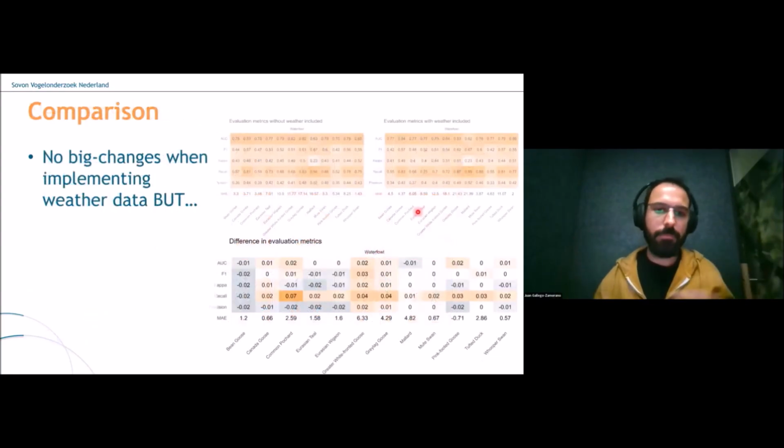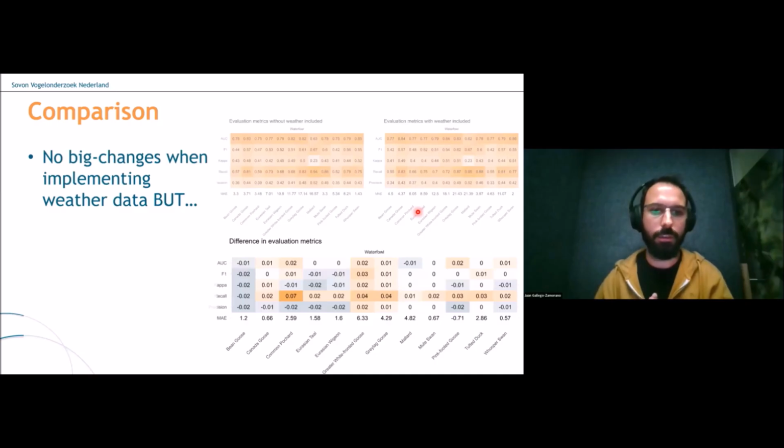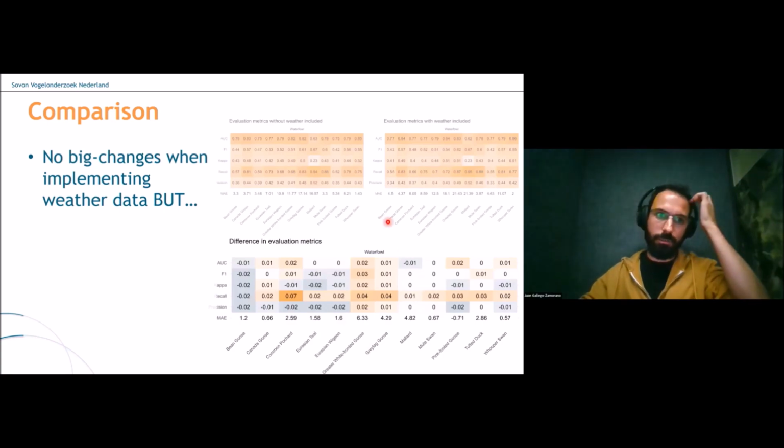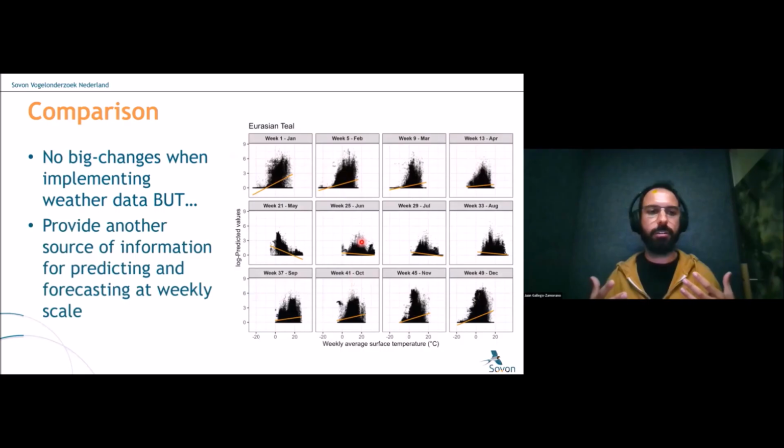And we ran the same sets of models. What we saw is that when we included weather data, just matching up the weeks that we have the bird data with the weeks that we have the environmental data, we didn't see a large impact on the metrics of the different models. We saw that more or less the models were quite similar. In some cases they were a bit worse, in some cases a bit better, but there was not a huge impact. But what this weather data provides you is another source of information for predicting and forecasting at a weekly scale the different abundances of birds.